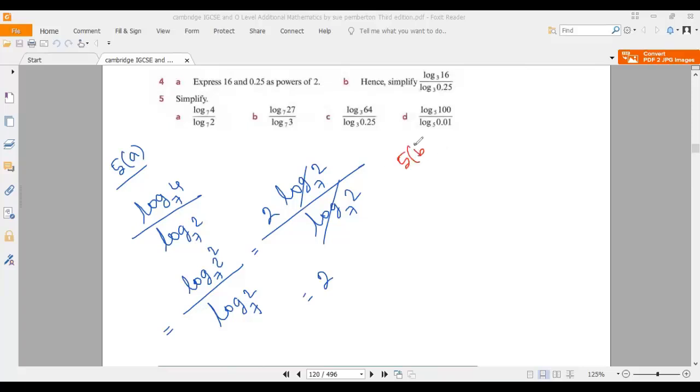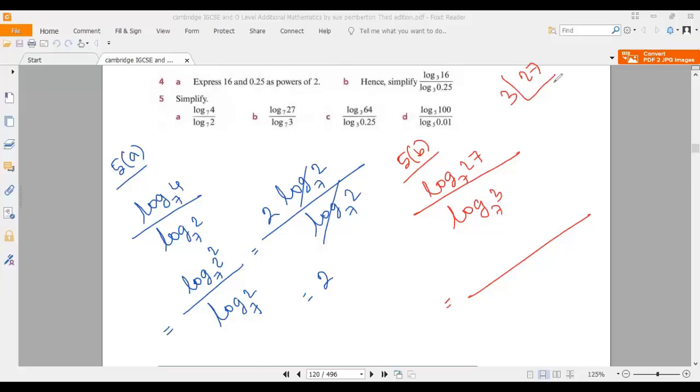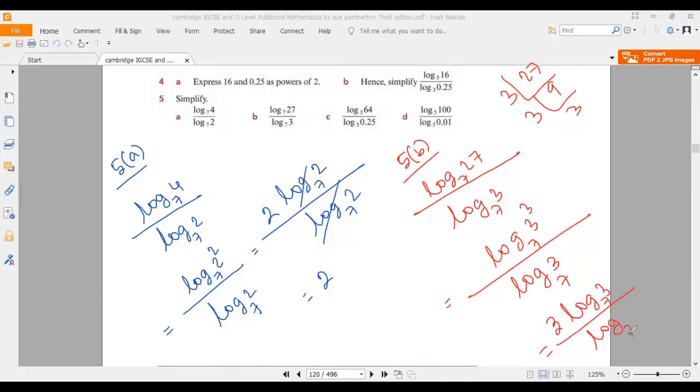Now 5b. 5b says log base 7 of 27 divided by log base 7 of 3. Now, 27 can be expressed in this way: 3 times 9 is 27, 3 times 3 is 9. So instead of 27, we can write 3 cubed in log base 7. Now, this numerator can be written as 3 multiplied by log base 7 of 3, divided by log base 7 of 3. After dividing, we get 3 as the final answer. I hope you understand this one properly.